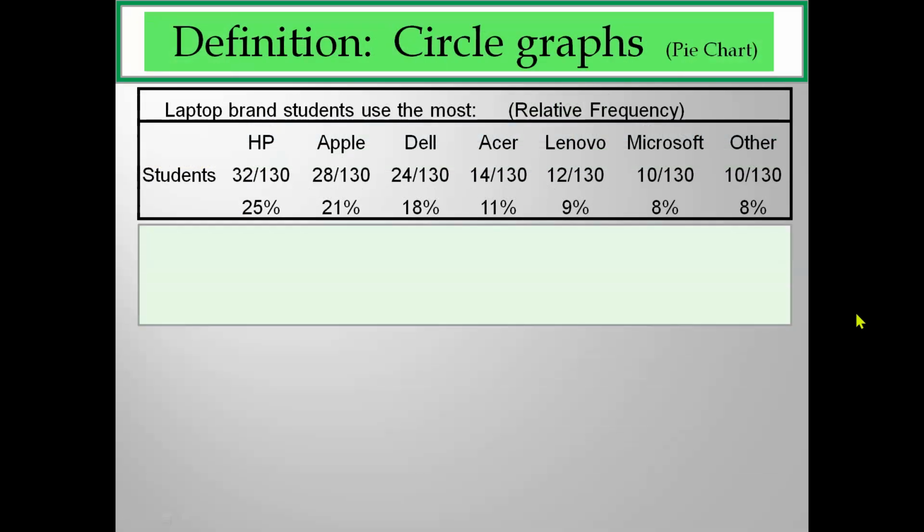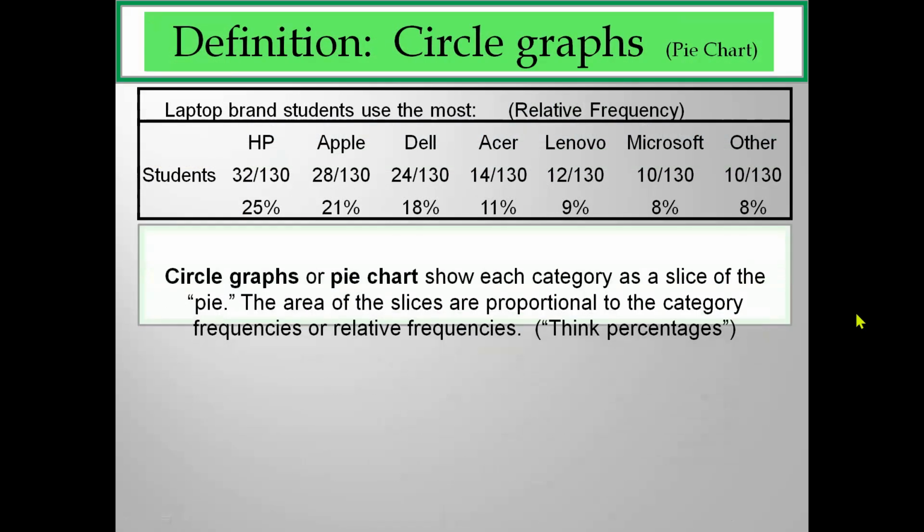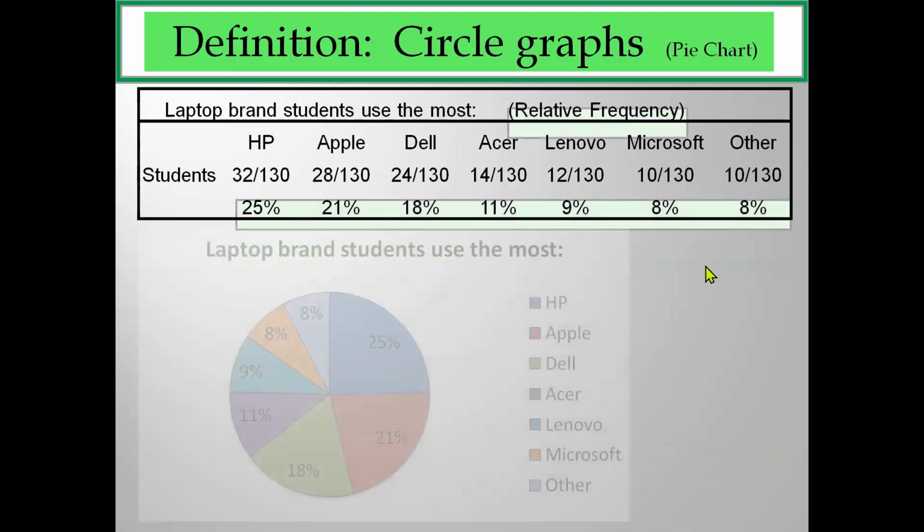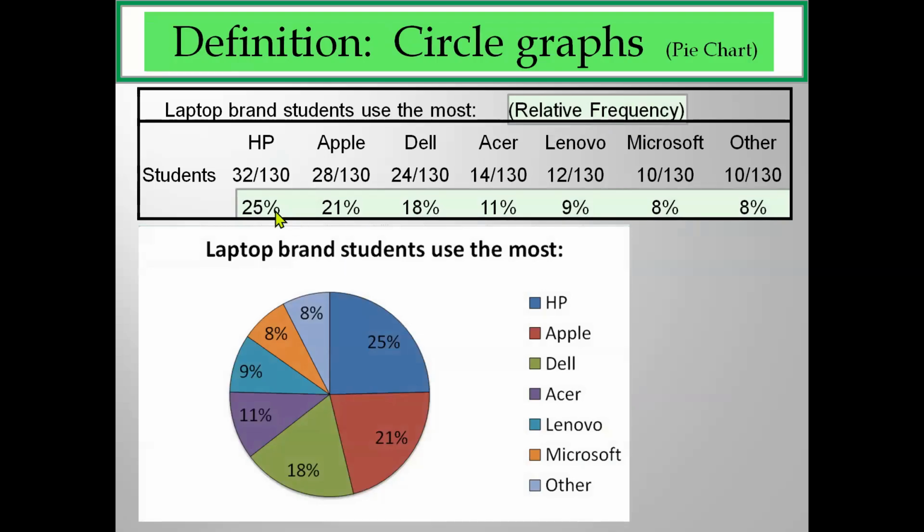Next up, circle graphs or pie charts. Circle graphs or pie charts show each category as a slice of a pie. The area of the slice is proportional to the category frequency or relative frequency. We want to think about them as percentages. When we have our circle graphs, we want to make sure that all the percentages still add up to 100%. And they do.